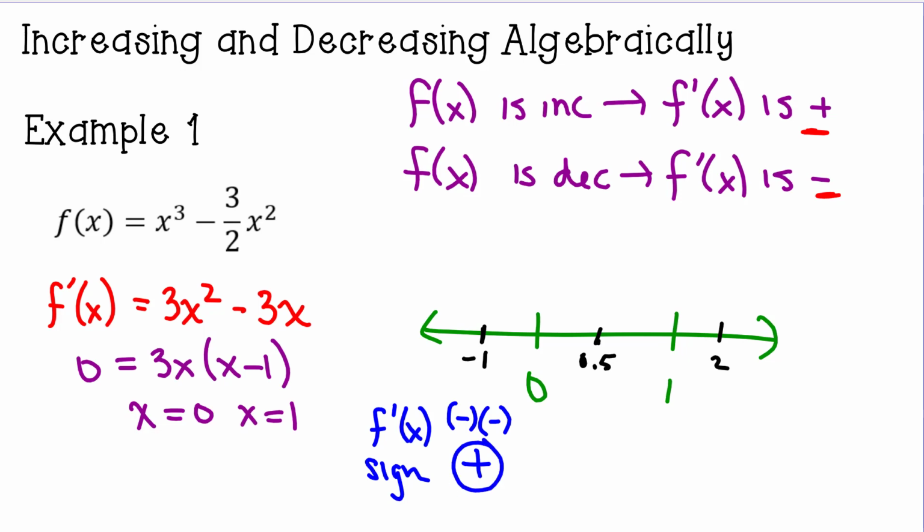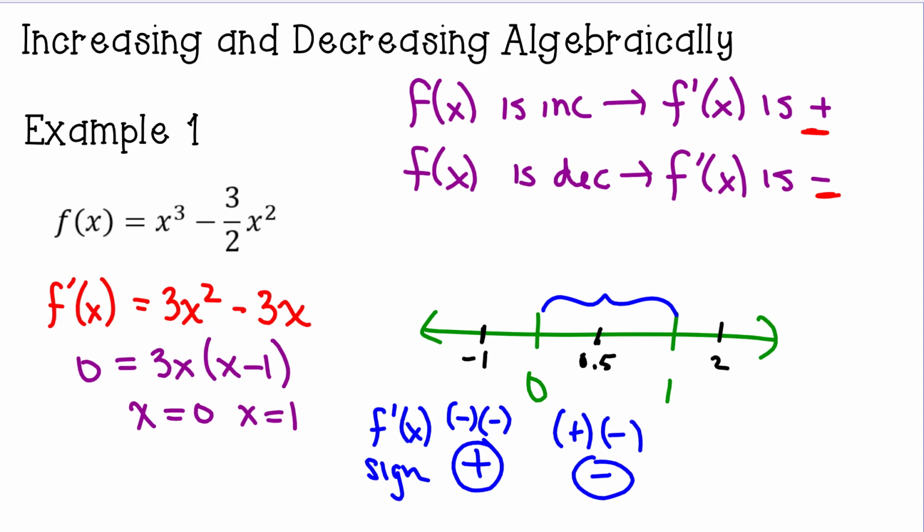That means in the region from -infinity to 0, f prime of x is positive, so f of x is increasing. If I plug in 0.5, 3 times 0.5 is positive, and 0.5 minus 1 is negative. So overall, the sign is negative, which means on the interval from 0 to 1, f prime of x is negative. So f of x will be decreasing on that interval.